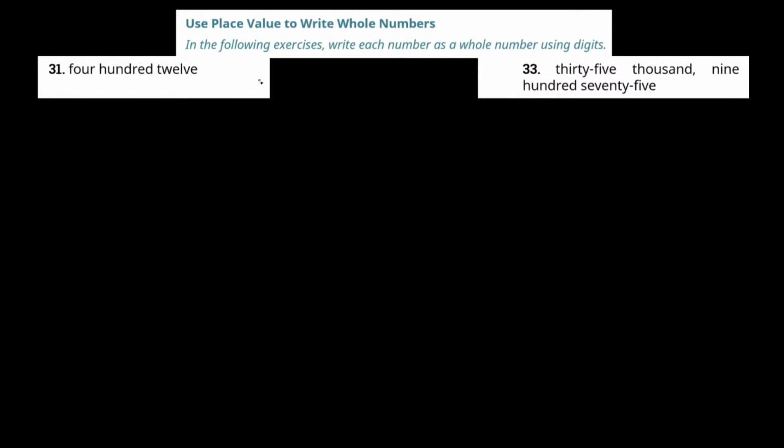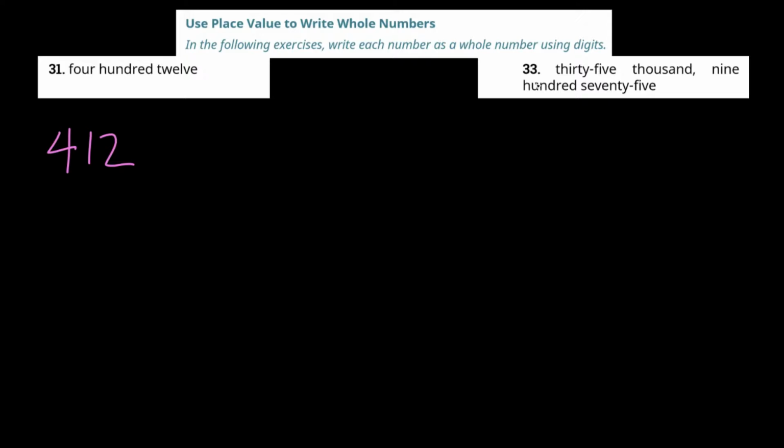For these questions, we are going to write each number as a whole number using digits. So instead of writing out the words, we are going to change them back into digits. So for 31, we have 412. This is the ones period. It's not named, but we have 412.